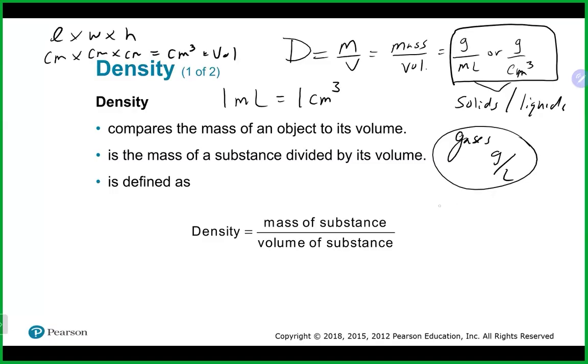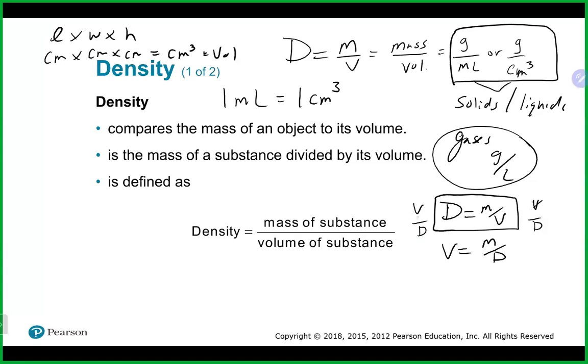Now, this equation is something that you should know how to rearrange, and it might not be provided for you, probably not. So volume in this case would be mass divided by density, and we get that basically by multiplying volume to both sides and then dividing by density to both sides. Those cancel, and we end up with what we got on the bottom. If you want the mass, it is equal to volume times the density.